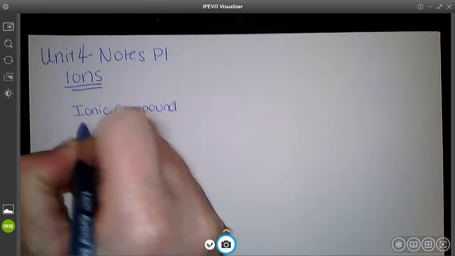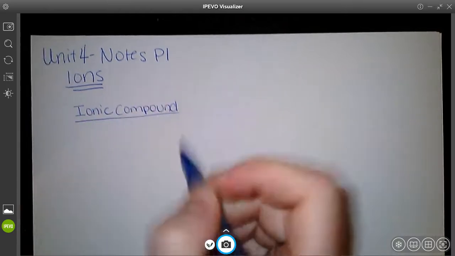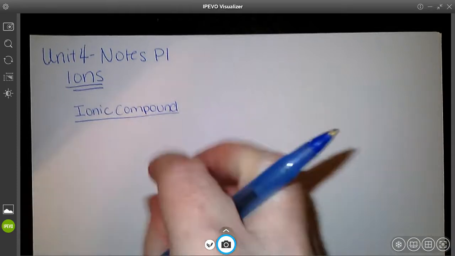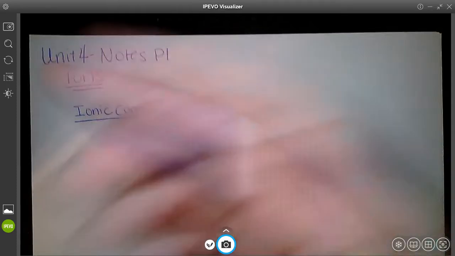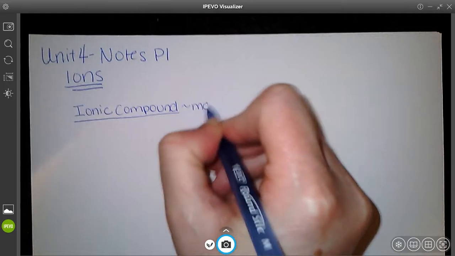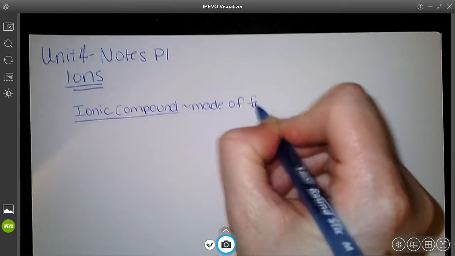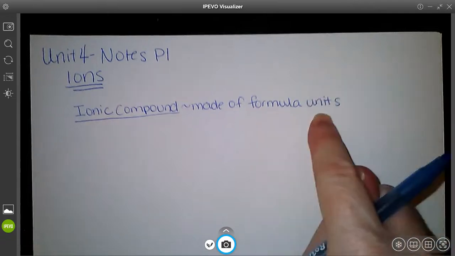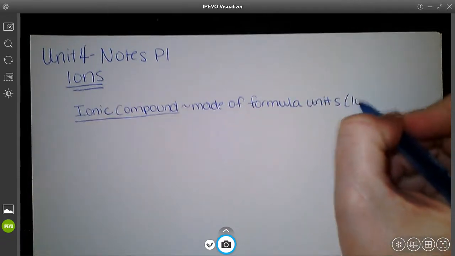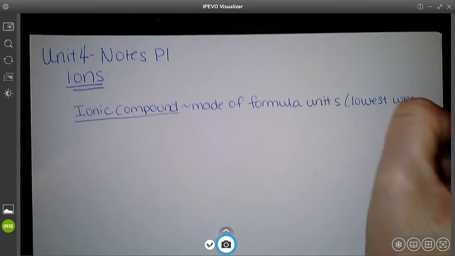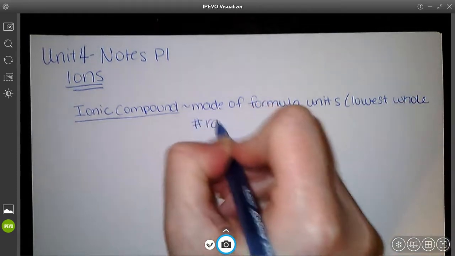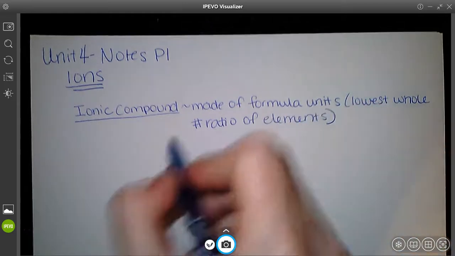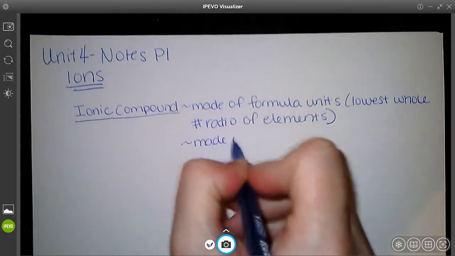So ionic compounds are similar to molecules. We talked about molecules before. However, these don't make specific single units, and if you did, you would call them formula units, as opposed to before they were made of molecules, which would be the lowest whole number ratio. And they are made of ions.